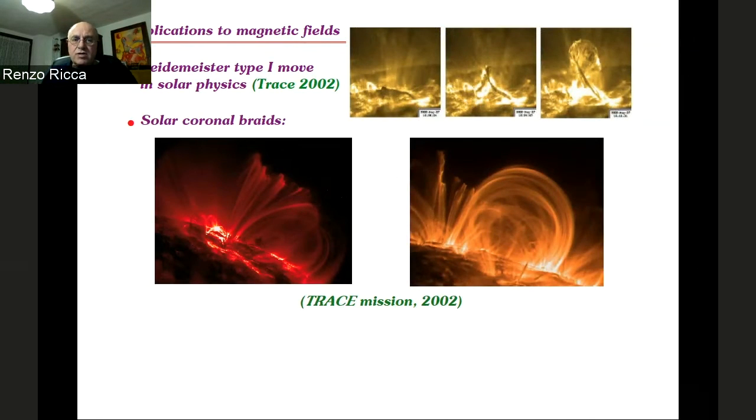These are called coronal braids, and these are somehow the source of a great amount, 90% of the amount of energy we receive from the sun, due to this continuous eruption of these structures into possibly bursts of energy.